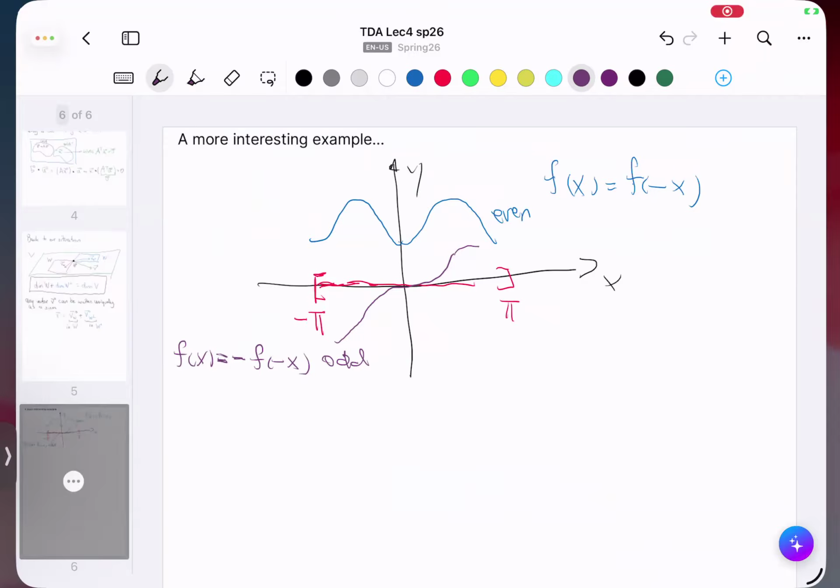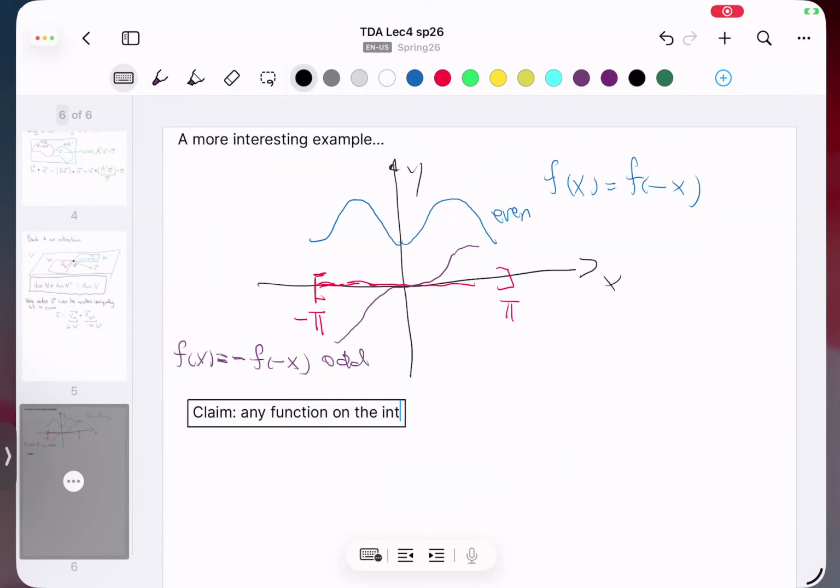So here's my first claim. Any function on the interval from negative pi to pi is a sum of an even and an odd function.